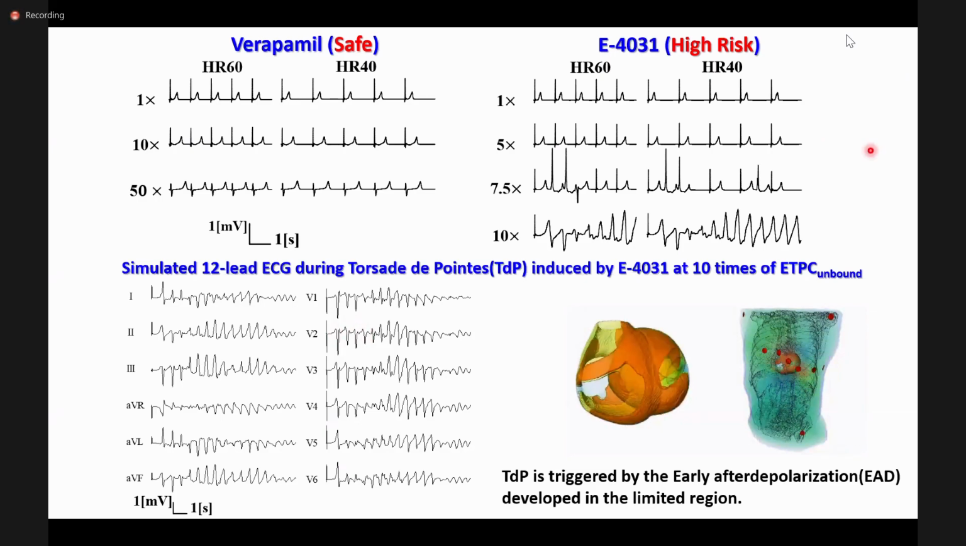Simulated 12-lead ECG during torsade de pointes induced by E4031 at 10 times of ETCP unbound are shown in the lower figures. The ECG waveform shows the typical case of torsade de pointes. The torsade de pointes is triggered by the early afterdepolarization developed in the ventricular region, as shown in this movie.